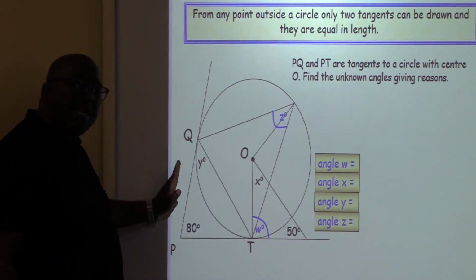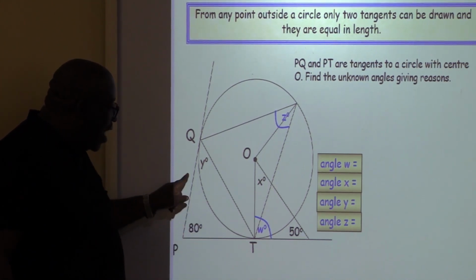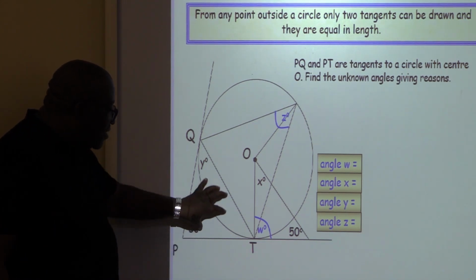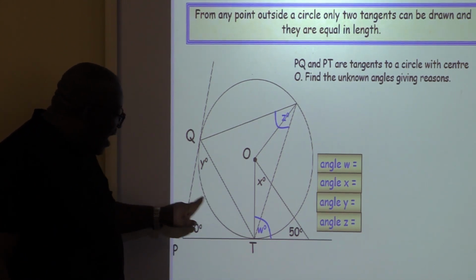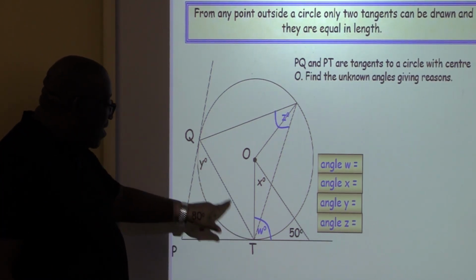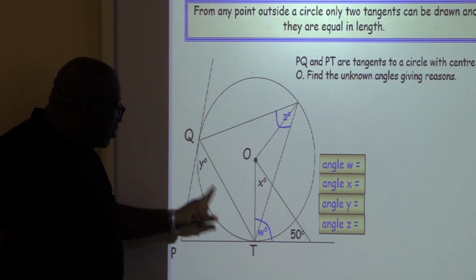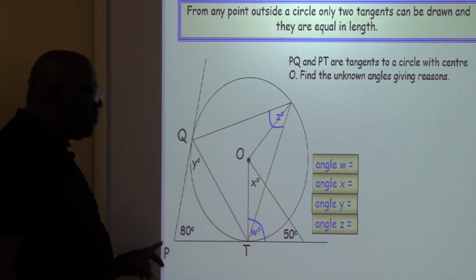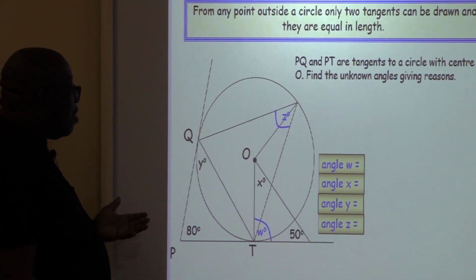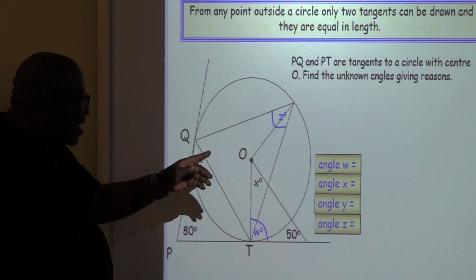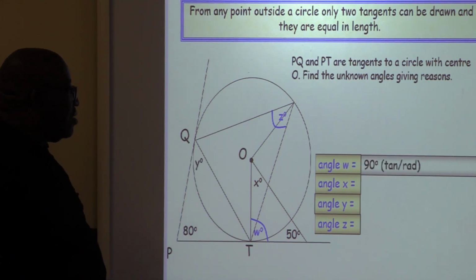by realizing that we've got two tangents from the same point that will make these two sides equal. It makes the triangle isosceles, and the angles opposite equal sides are the same. If this is Y, that will be Y. So it's 50, 50 plus 80, it will give me 180, the sum of interior angles of a triangle. So that's how we'll go about finding the value of Y. In this case, I've used the tan radius theorem.